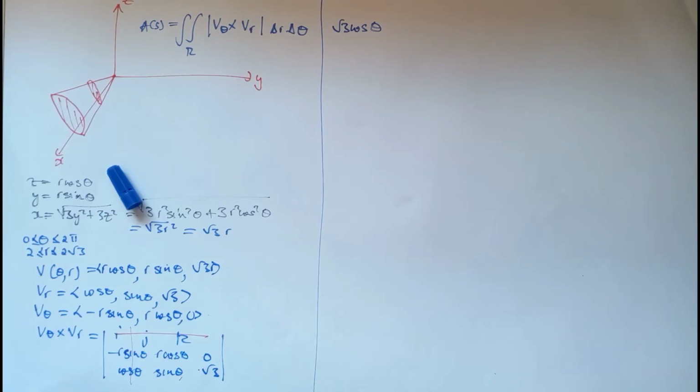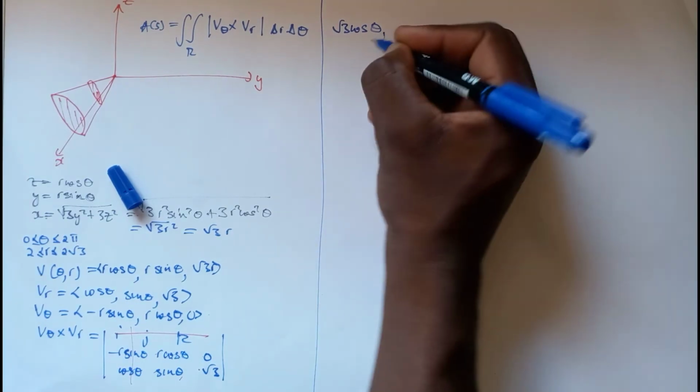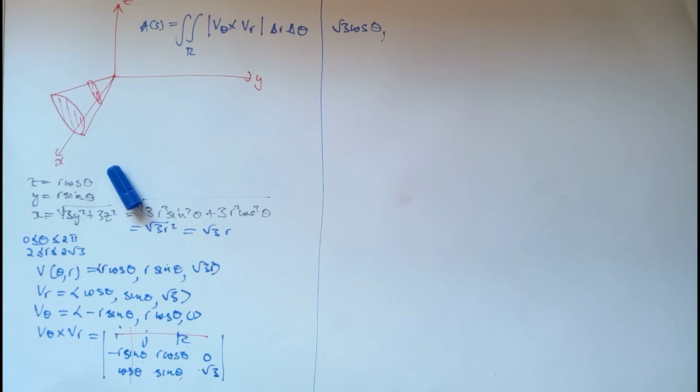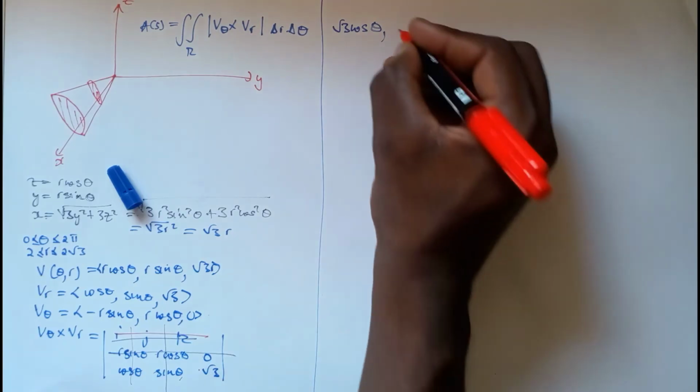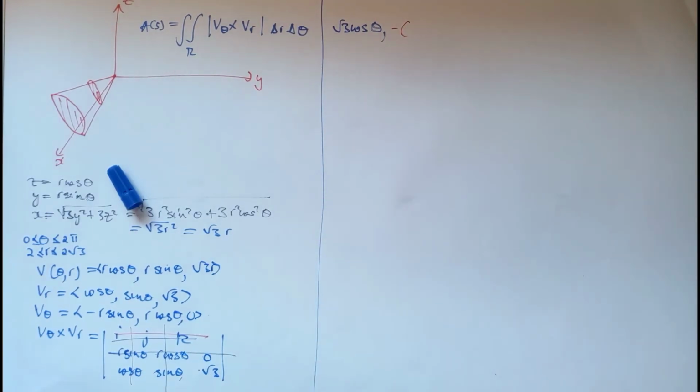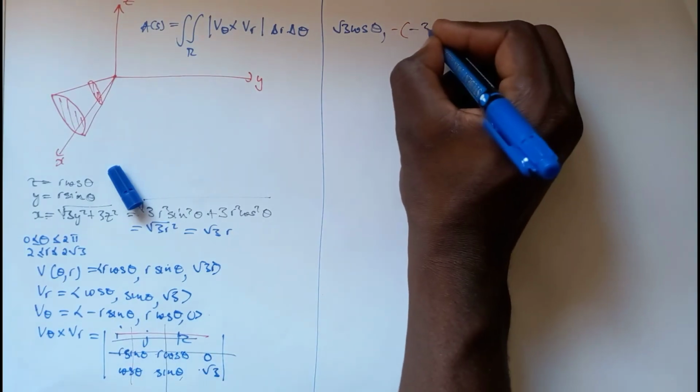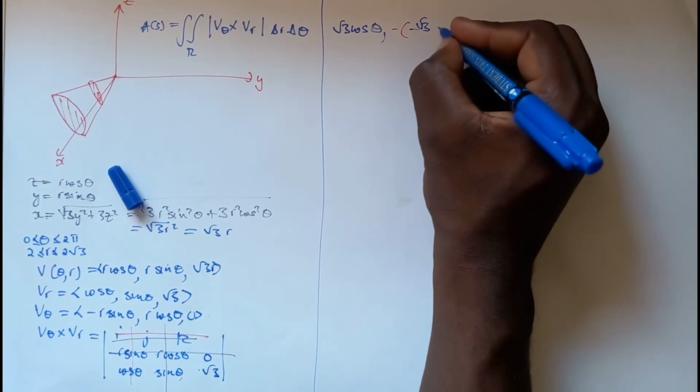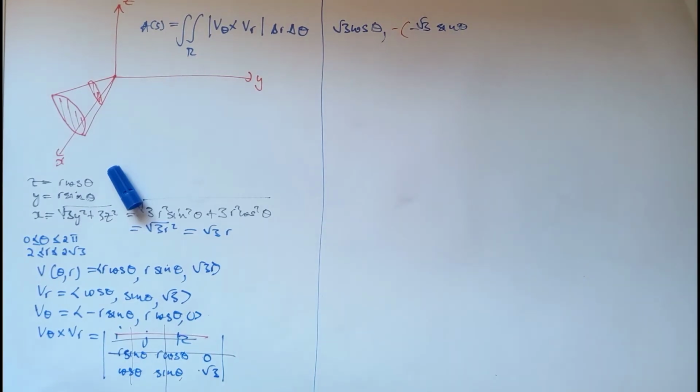Now we're moving on to the j component. For the j component, we're concerned about the determinant of this and this. We have a negative here, but automatically the j component is negative. So we write negative, and also have a negative, so it's going to be negative root 3 r sine theta.